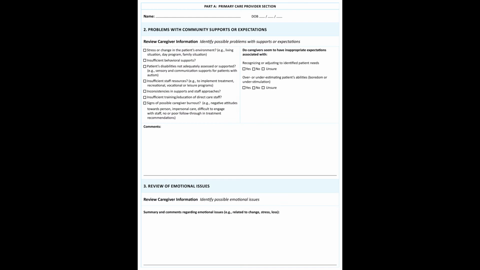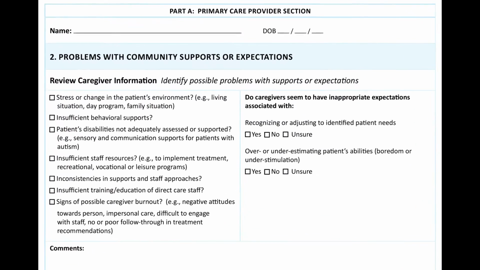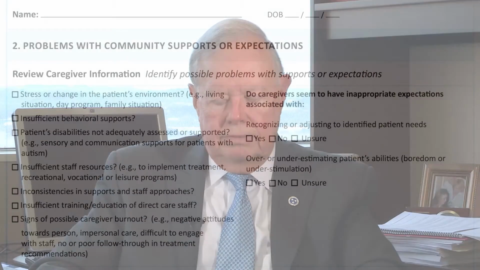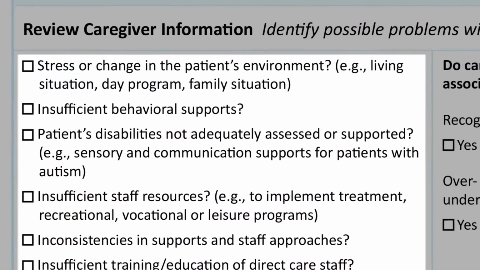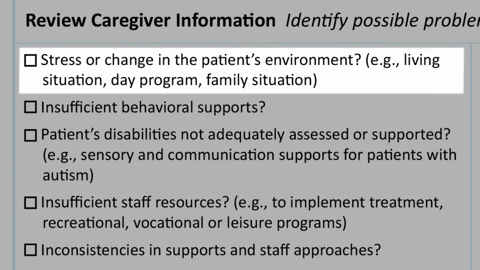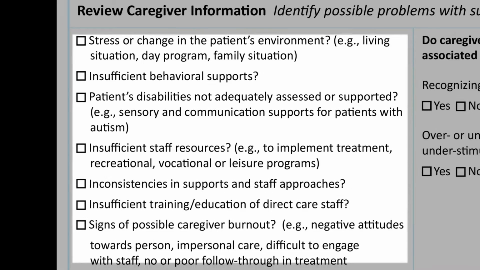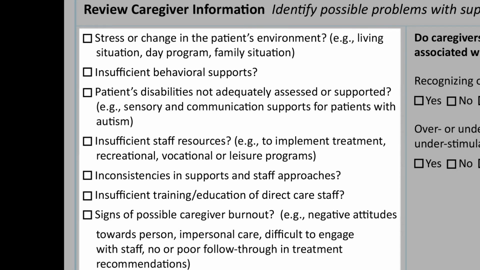population. Then we move on to the area of supports and expectations. And through the next couple of sections, this is really a place to essentially abstract what the caregiver has provided. What about changes in the person's environment, at school, their work, their day program that is resulting in behavioral change? Does the person have sufficient behavioral supports? So you see a list there of a number of these.